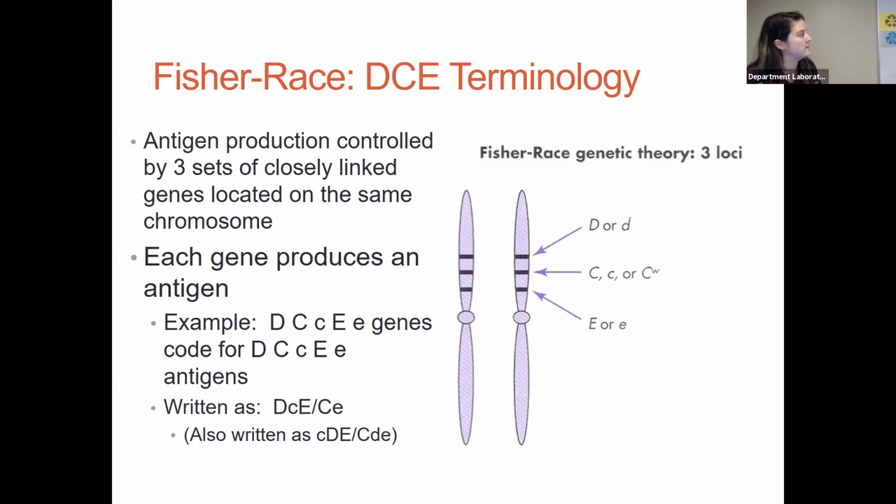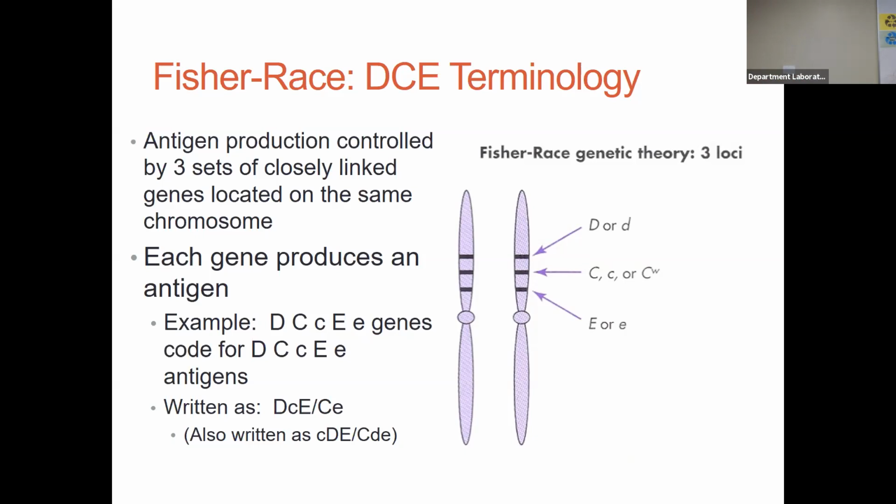Your Fisher-Race states that there are 3 loci involved. Each gene produces an antigen. So you have your D, you have the big C or the little c at one locus, and you have the big E or little e at another locus. And here is how the terminology is written. Take this example: the D antigen is being expressed on one allele, the little c antigen is being expressed on that allele, and the big E antigen on that allele. So this is one allele.